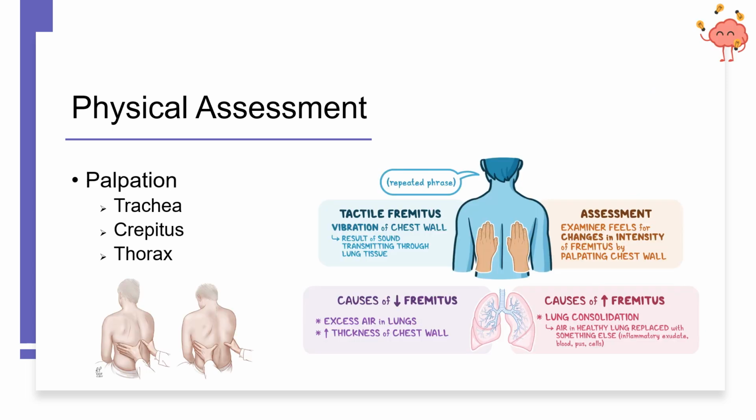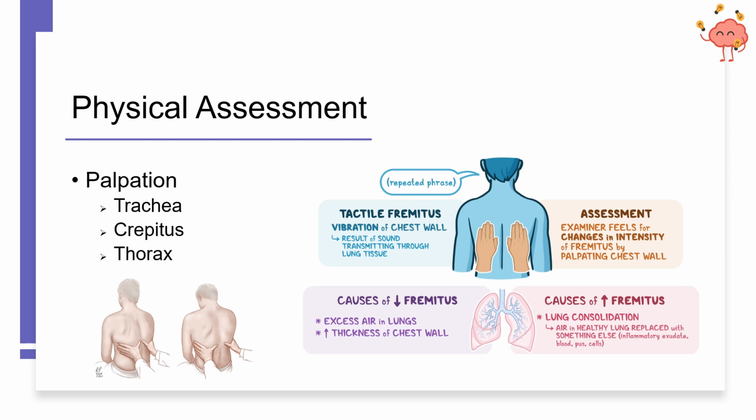Then we have palpation. So we have trachea, crepitus, thorax. For palpation, we should lightly palpate the trachea to make sure it's midline and non-tender. After the trachea, you should palpate the anterior and posterior thorax to assess for pain, crepitus, masses, and deformities. Crepitus happens when air is trapped under the skin, and it feels kind of like a crackling. This can be caused by pneumothorax or a trauma to the chest.